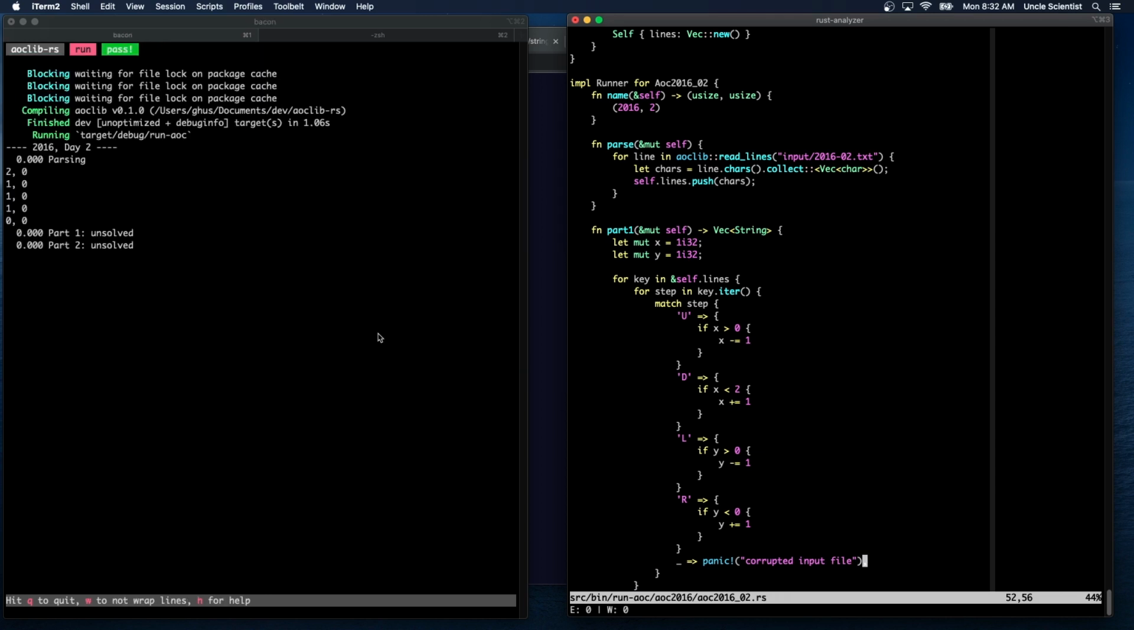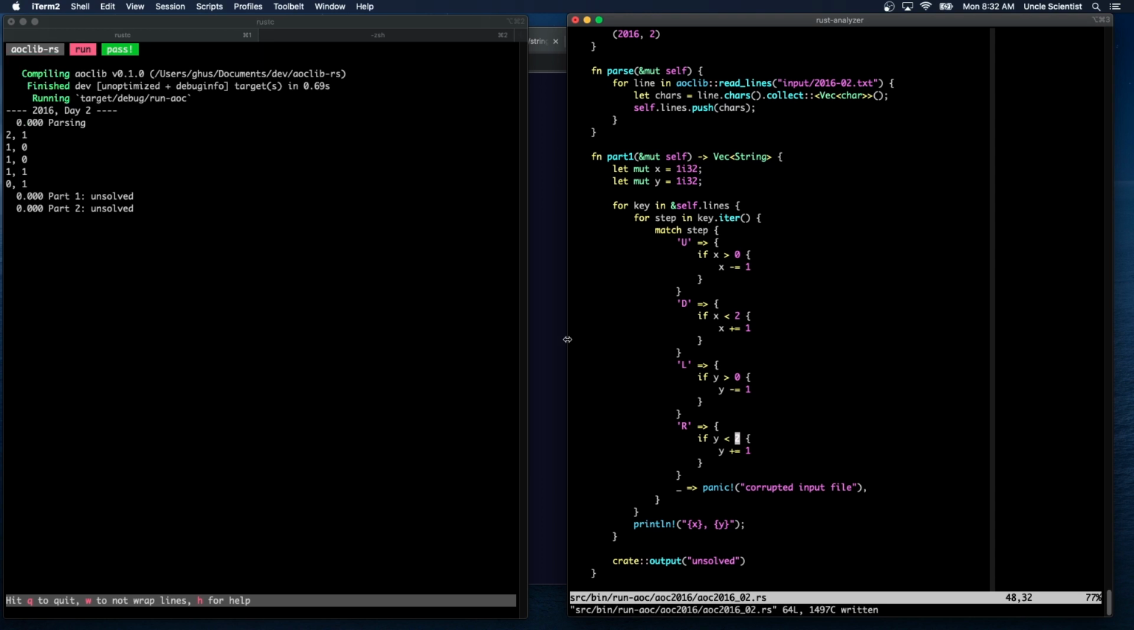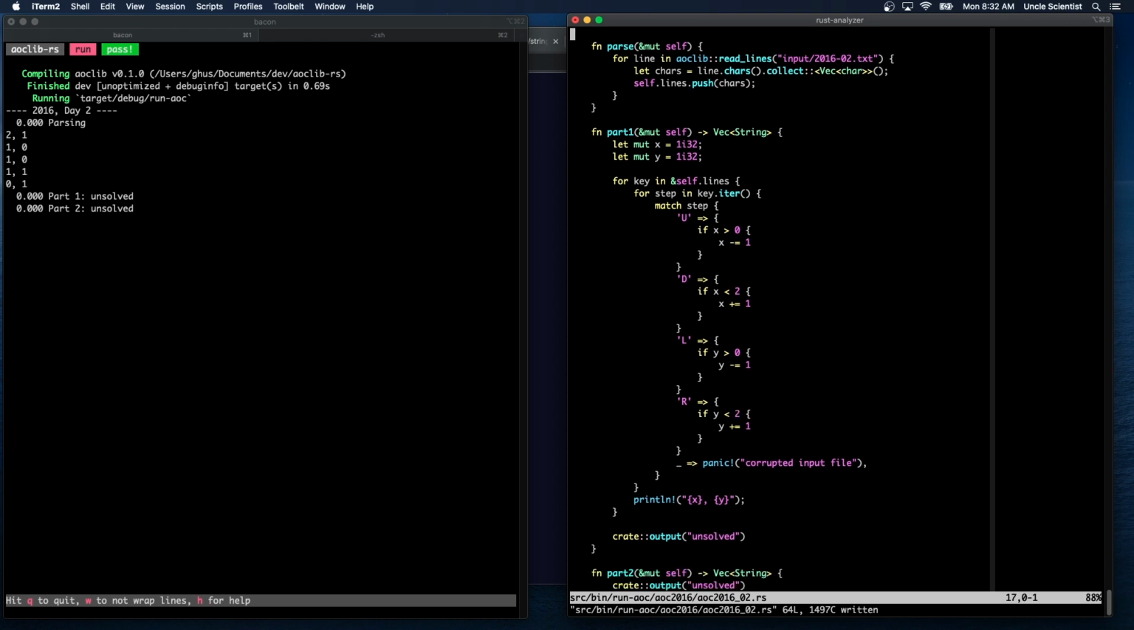There. So these are all the things, and this seems wrong, right? To have them all be at 0, 0. So did I do something wrong here with the y coordinate? Oh yeah, I did. This should be 2. Let's try again. There we go. Okay, so we have 2, 1, 1, 0, 1, 0, 1, 1, 1, 0, 1. So all we need to do now is translate those into keypad values.